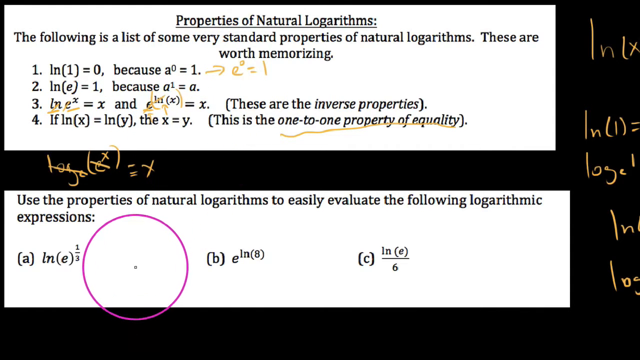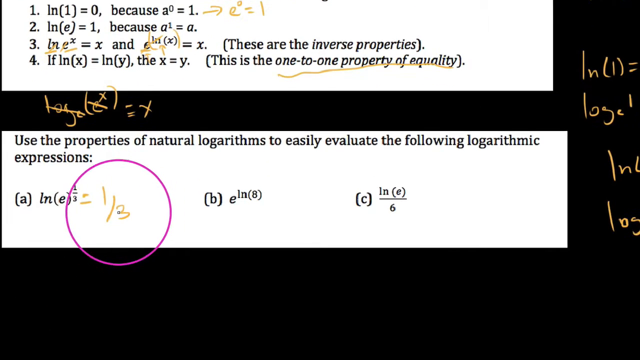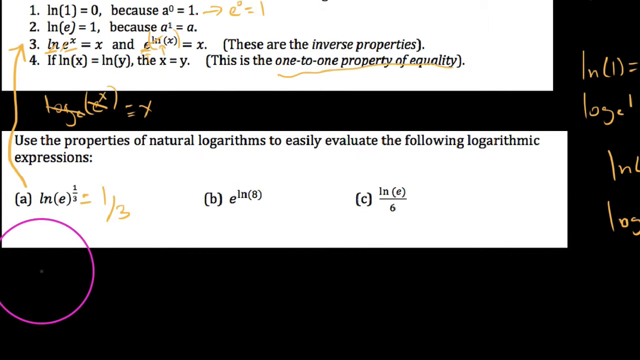Using these properties, let's evaluate these expressions. Give exact values, and don't use a calculator. If I say ln of e to the 1/3, I'm going to tell you right now, you get 1/3. Which property am I using here? The inverse property. If I take the ln of e to the power of something, I just get that power.